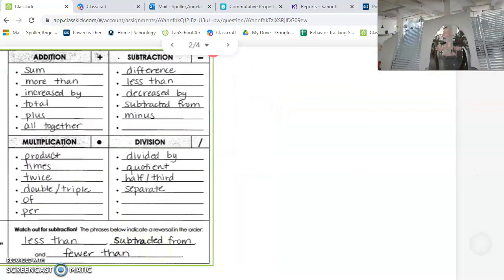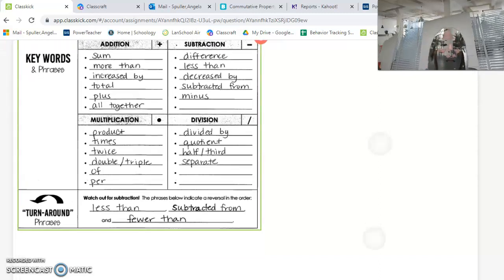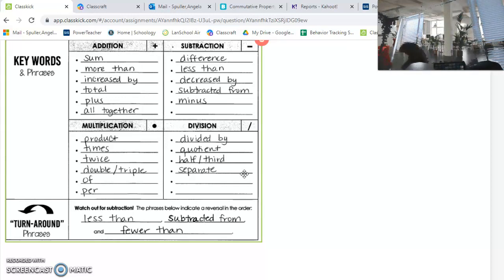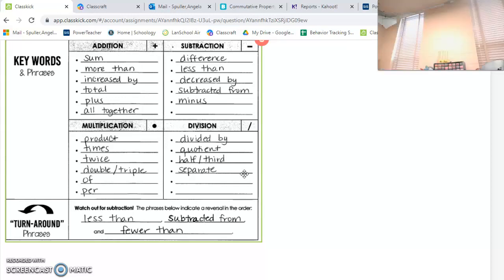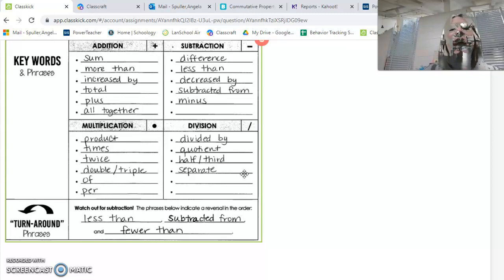Now, here's where I really want you to pay attention. Subtraction can get a little tricky, and it can have what we call a turnaround phrase. If you see keywords like less than, subtracted from, fewer than, you have to flip the order. So, if it says 5 less than a number, number goes first because you're taking away less than the number.